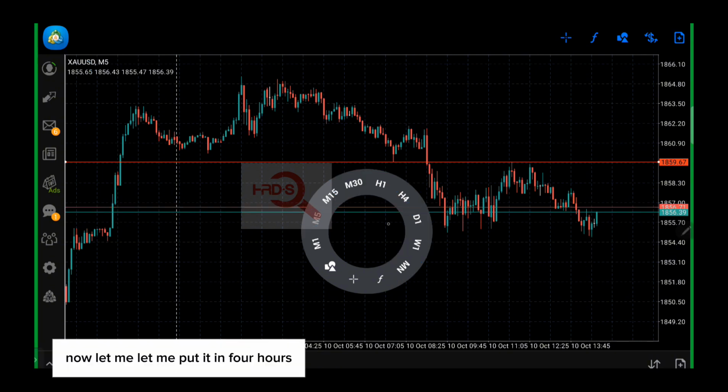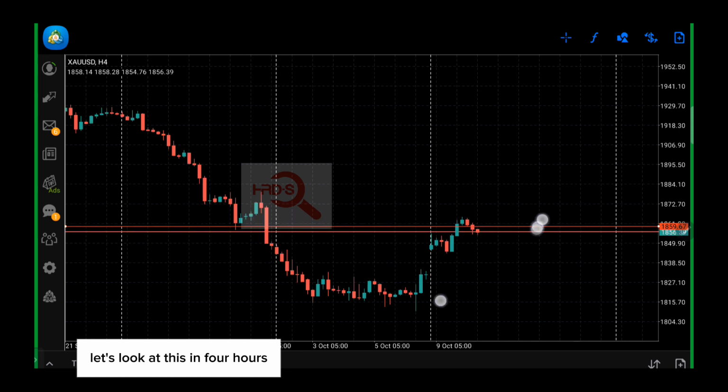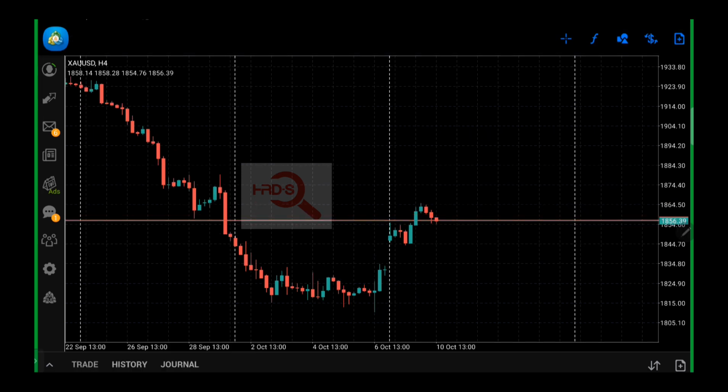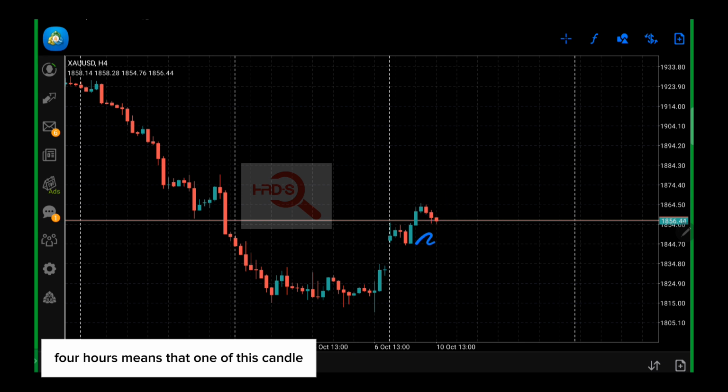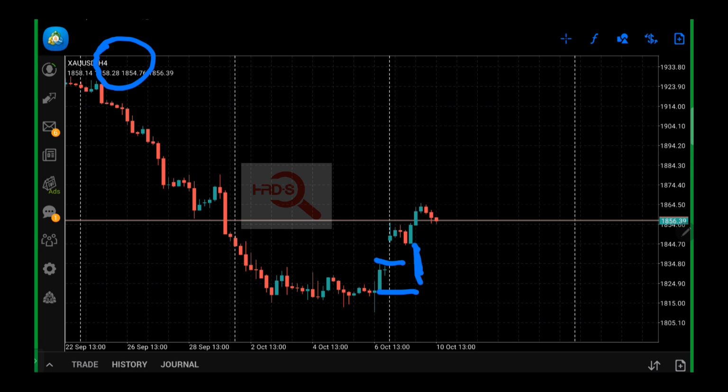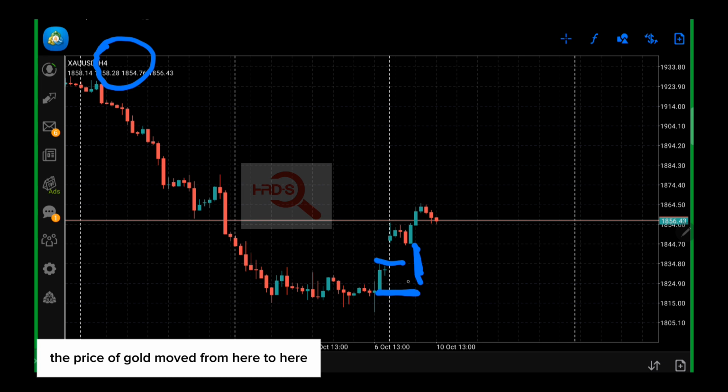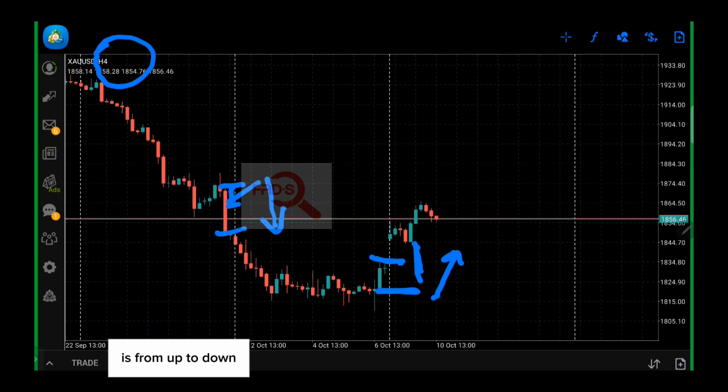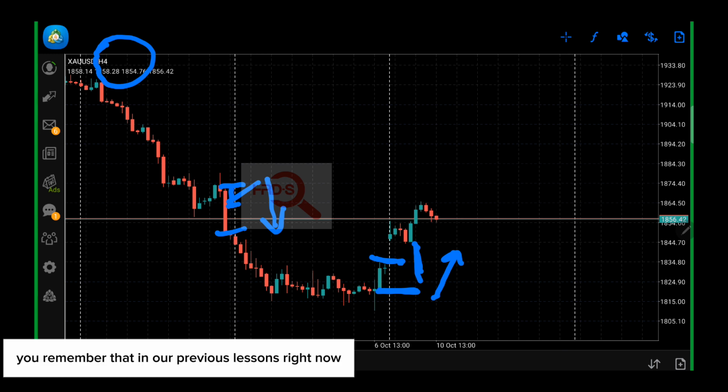Now, let me put it in 4 hours. Let's look at this in 4 hours. You know what this means? 4 hours means that one of these candles represents the price movement of gold in 4 hours. I'm currently in 4 hours. You can see it on the left hand side. It means that in 4 hours, the price of gold moved from here to here. This is a bullish candle, remember, and a bullish candle is from down to up. A bearish candle like this red one is from up to down. You remember that in our previous lessons, right?